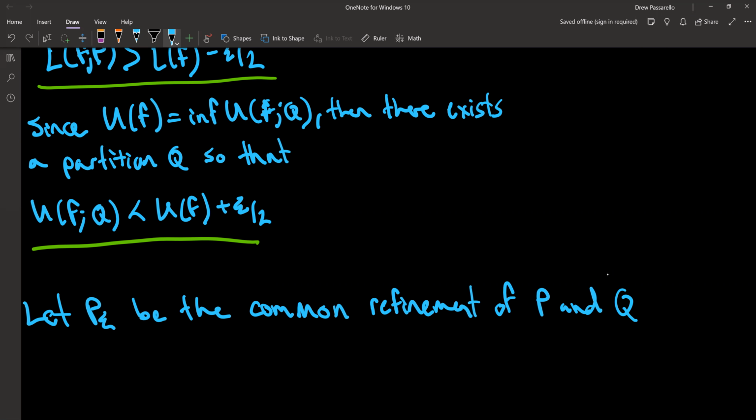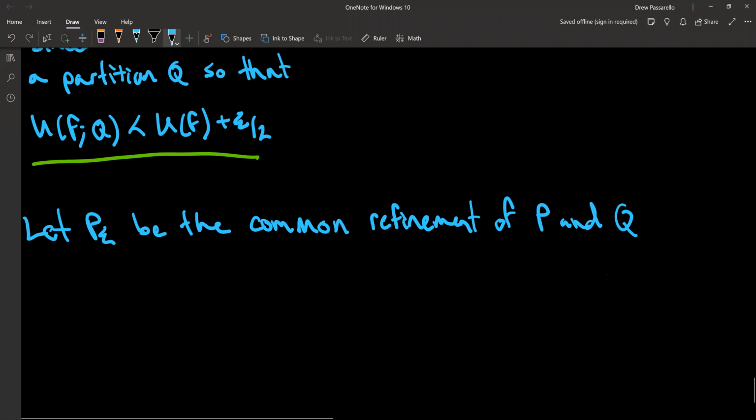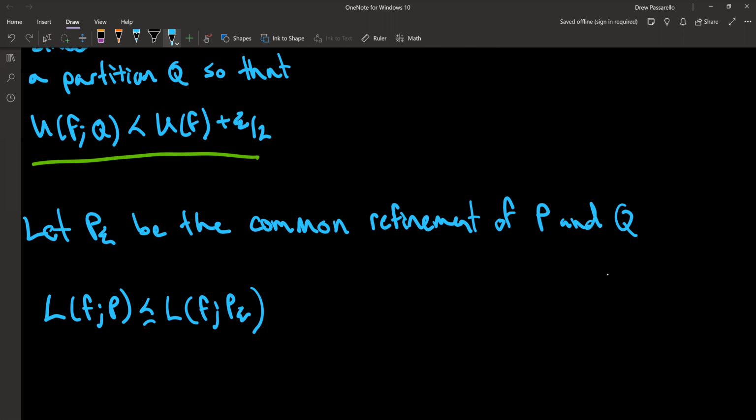So what do we know about refinements? We know the lower sums are going to get greater. So the lower sum of P is less than or equal to the lower sum of P of epsilon, and that's less than or equal to the upper sum of P of epsilon, and that's less than or equal to the upper sum with Q because of the refinement.